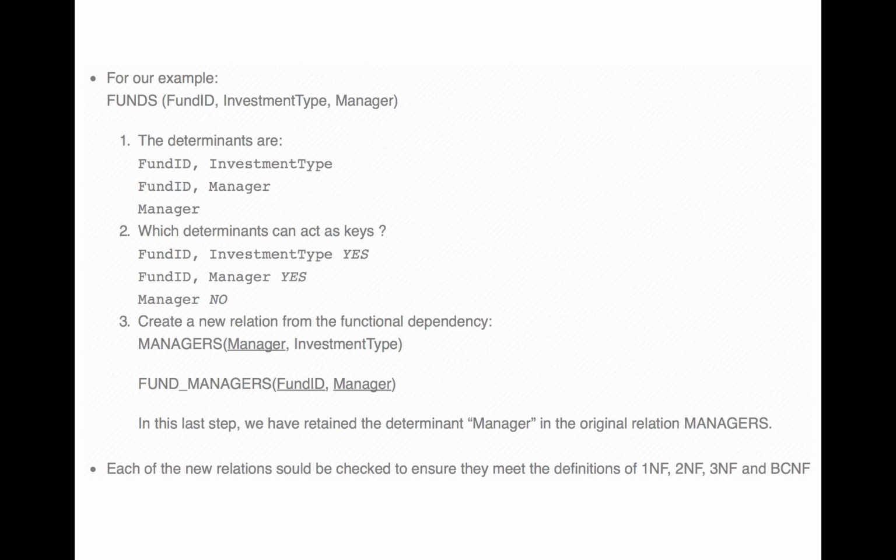So if we remove fund 22 here, we can still know that, I don't know, Brown, this manager invests in that type of investment. We didn't lose that information because it's already present in this table. So we say that we have retained the determinant manager in the original relation managers.